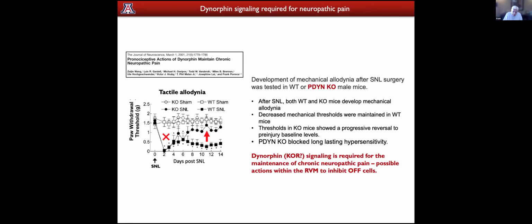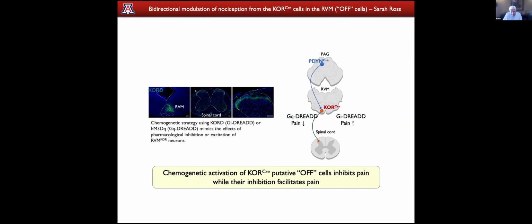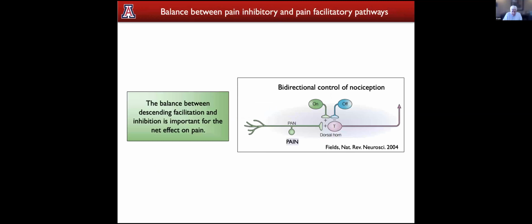Now, of course, it was a global knockout. We actually didn't know where the dynorphin might be producing its effect. And so more recently, with more advanced tools, Sarah Ross and colleagues have used mice in which they could express DREADDs in kappa opioid receptor expressing cells in the RVM. Activation of those cells with a Gq DREADD would produce an inhibition of pain. Inhibition of those cells with a Gi DREADD would enhance pain. So chemogenetic activation of putative off cells inhibits pain, while inhibition facilitates pain.